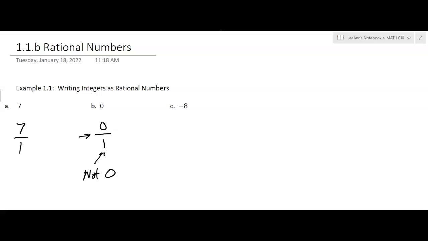And then what are we going to do with a negative number? Well, you could put negative 8 over 1. Now, can you make that 1 a 2? No, that'd be a different value because 8 divided by 2 would be 4. So that would be different.